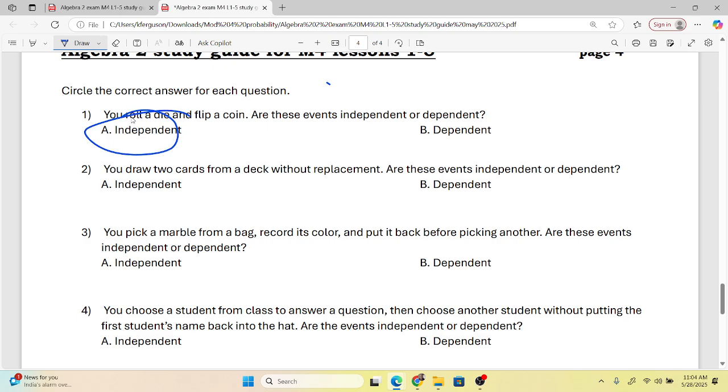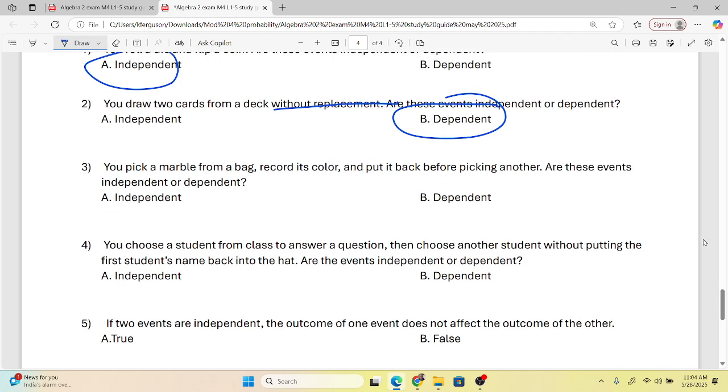You draw two cards from a deck without replacement. Are those events independent or dependent? They're dependent, right? Because without replacement means it changes the total. A standard deck of cards has 52 cards. If you pull one out, now you've got 51. So it definitely is dependent.